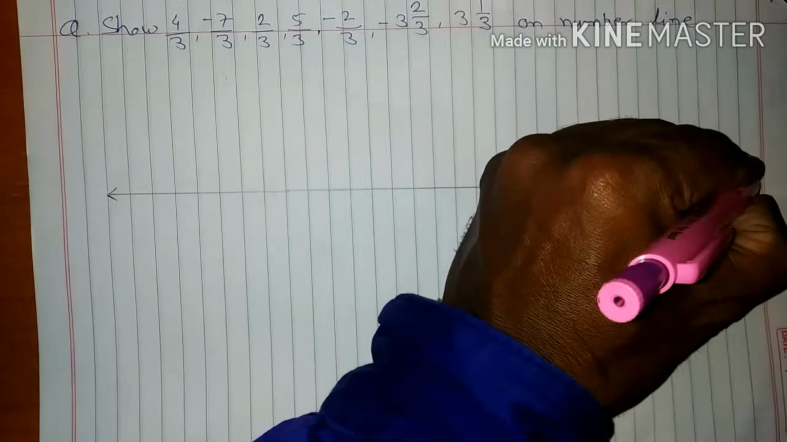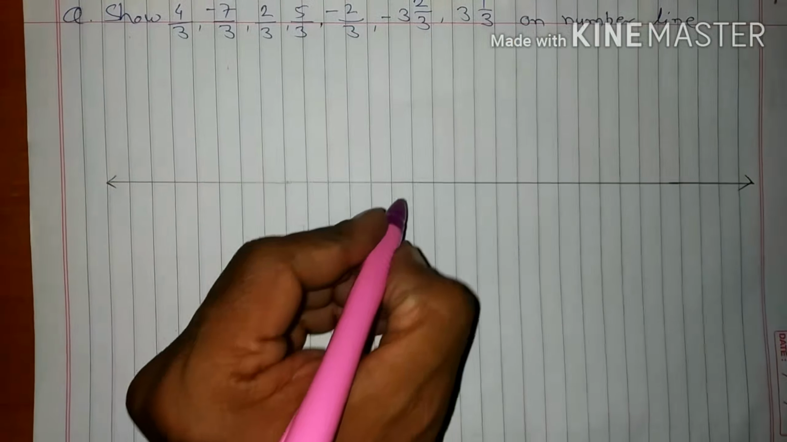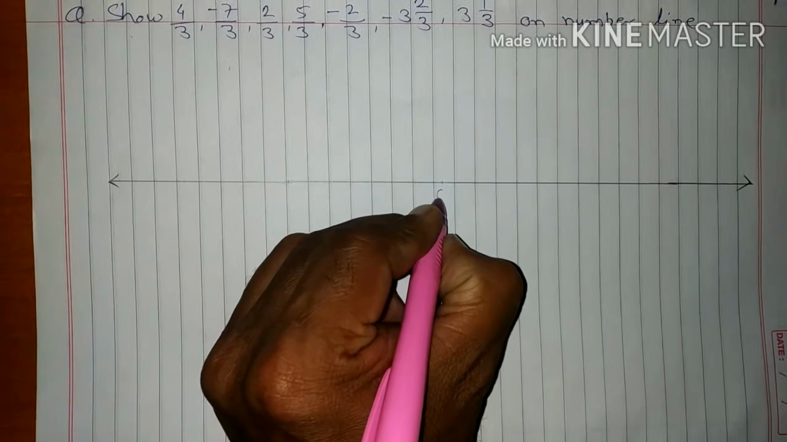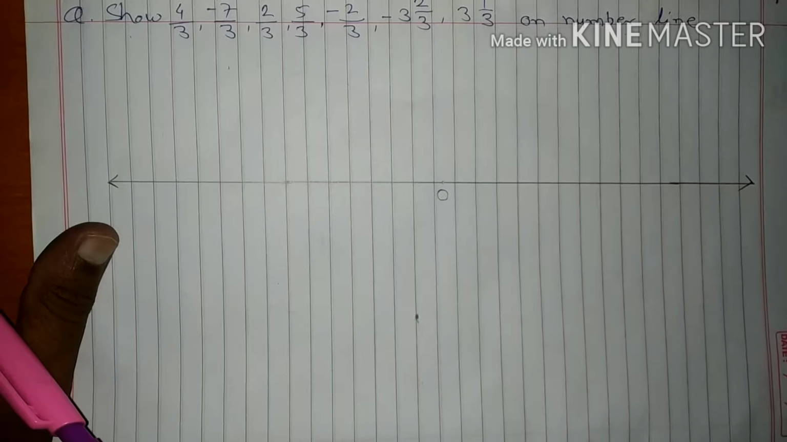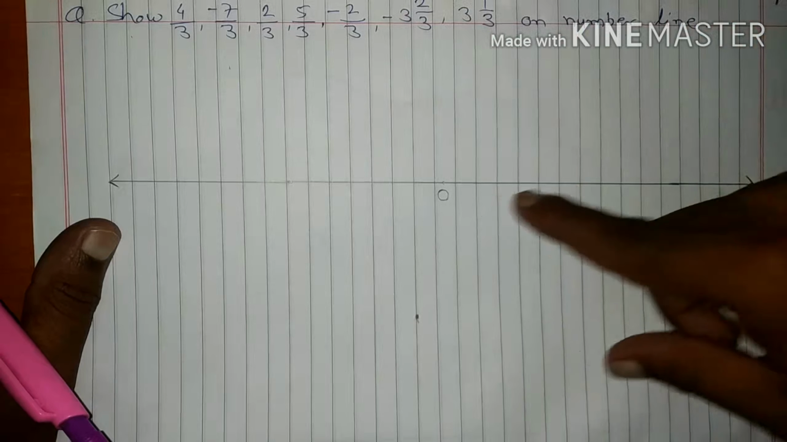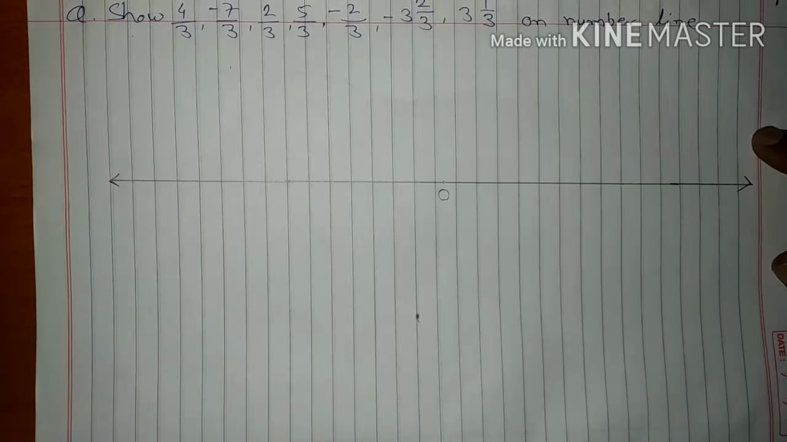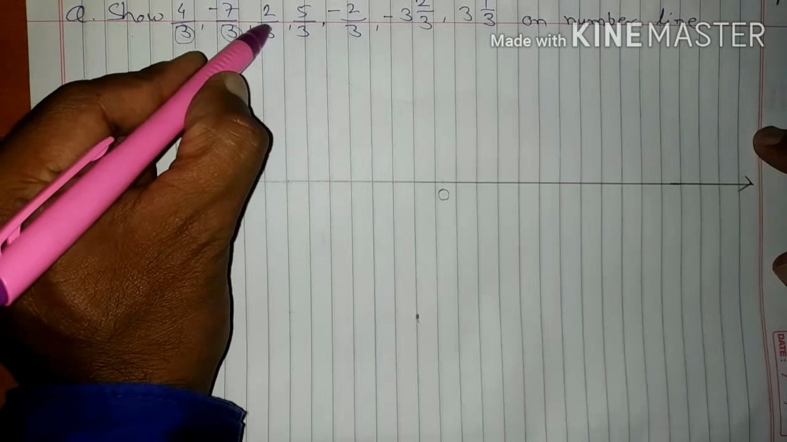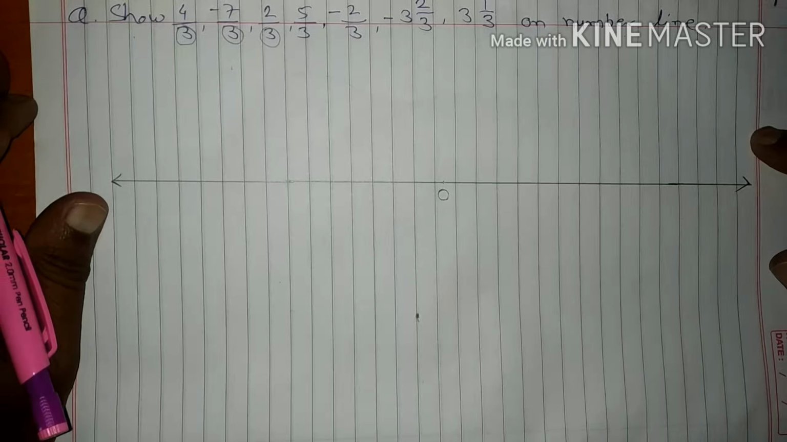See here, I have drawn a number line. Okay, now take any one point and mark it as 0. So this is the 0 on the number line. This right hand side will contain positive integers and the left hand side will contain negative integers. Now our task is we have to create 3 equal parts. Not only parts but equal parts between 2 numbers. So let us see how to do it.